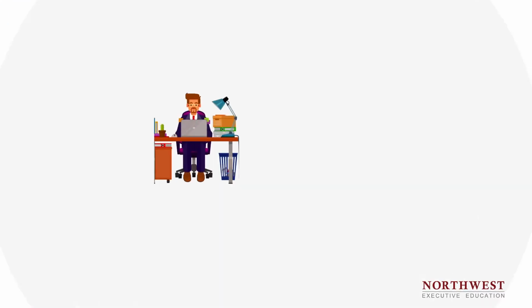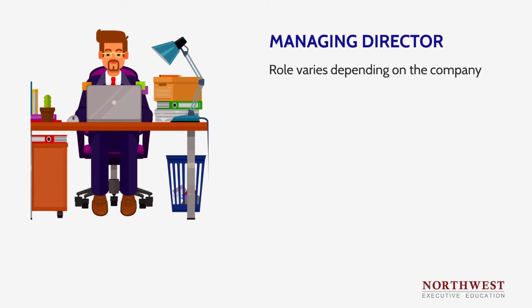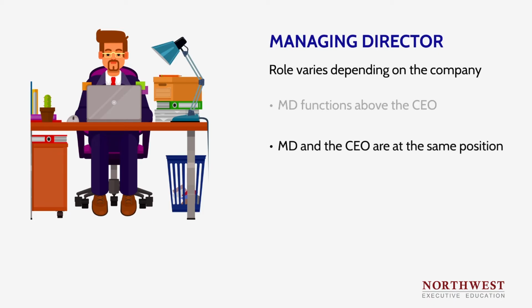On the other hand, a managing director's role varies depending on the company. In some cases, the MD functions above the CEO, in other cases the MD and the CEO are at the same position and can also be the same person. And in yet other cases the MD might report to the CEO. They might also report to, or be part of the board of directors.